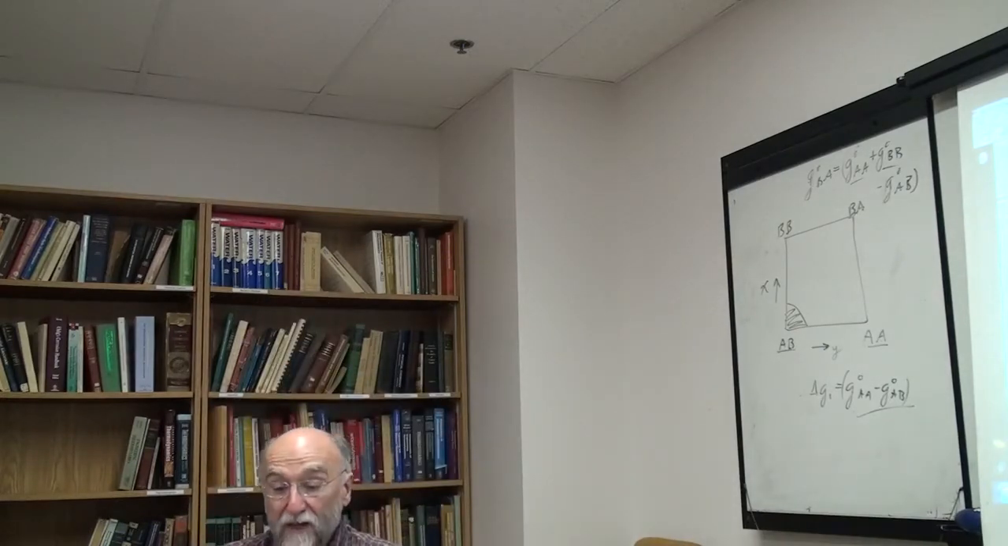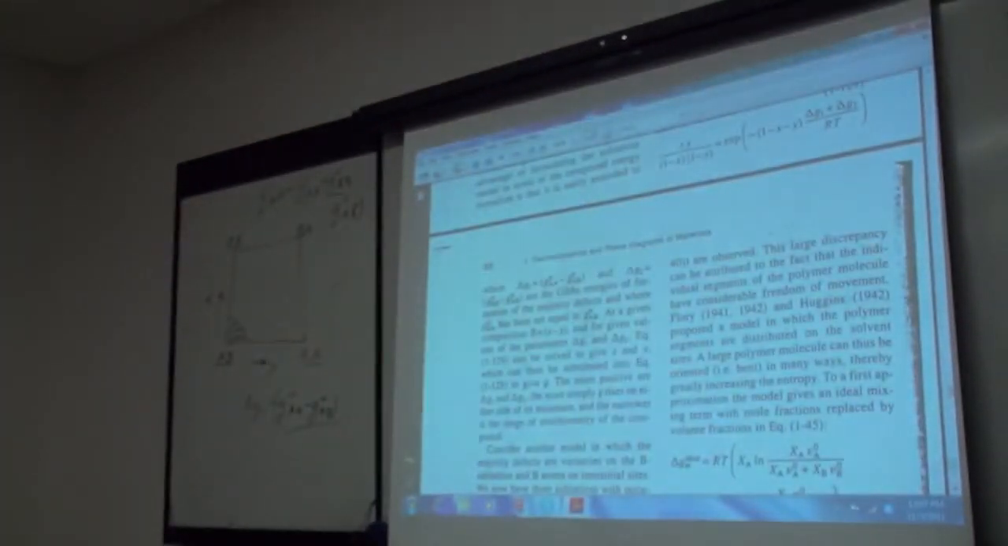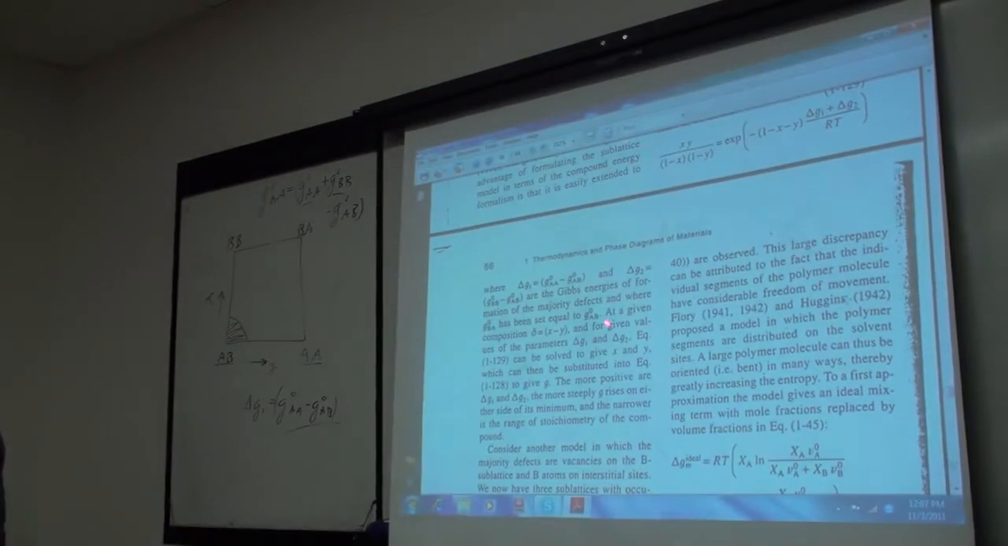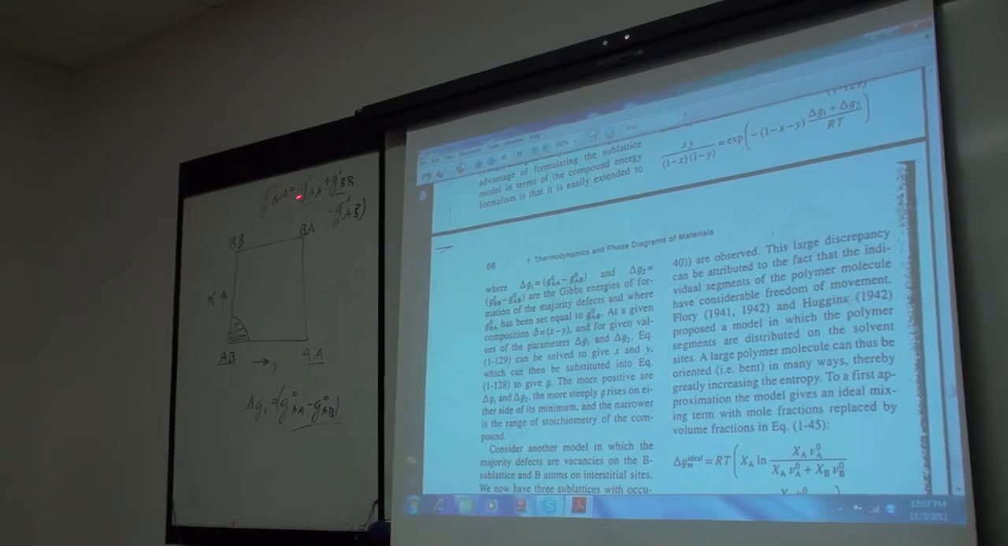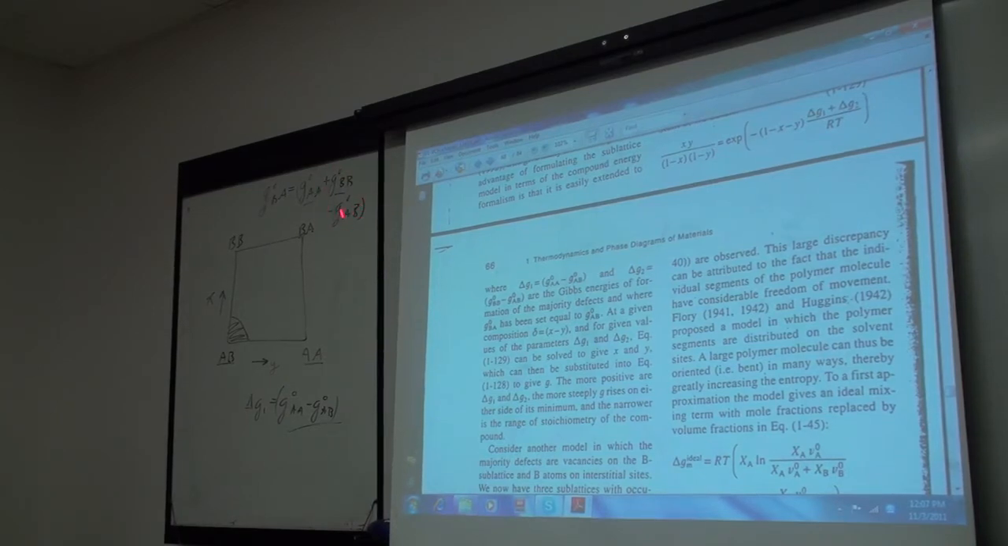That makes more sense, and actually if you do that, you look back to this equation here, so don't cross this out. G naught BA has been set equal to G naught AB. What you should do is you set G naught BA equal to energy of forming both kinds of defects minus G naught AB. Makes much more sense.